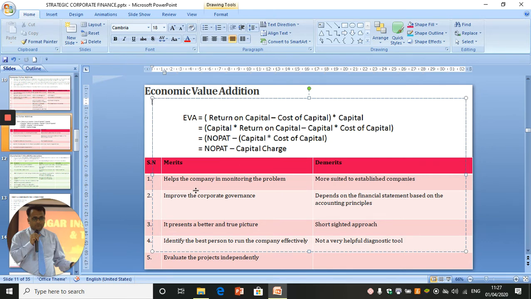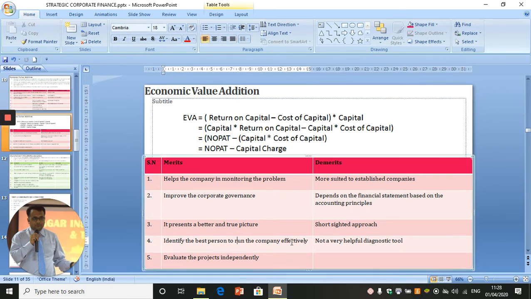What are the merits? Helps the company in monitoring the problem. It improves the corporate governance. It presents a better and true picture. It identifies the best person to run the companies effectively, and evaluates the projects independently. So these are the merits of economic value addition. It helps the company in monitoring the problem. The problem can be easily monitored. If your EVA is declining, then you need to really think about what is the problem with the company, and improve the corporate governance, because it is very transparent.